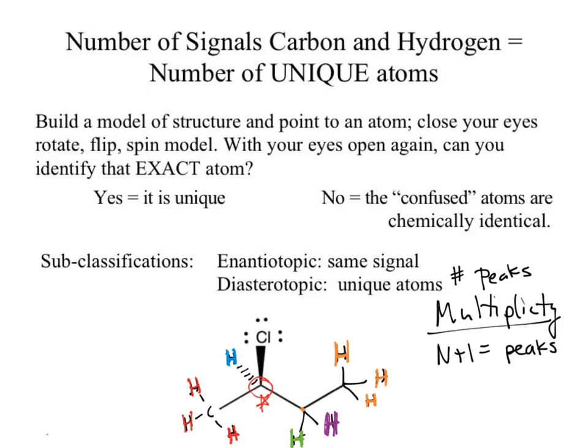So for our red hydrogens, how many neighbors do they have? They have 1 hydrogen neighbor, being that blue hydrogen. Well, 1 neighbor plus 1 means 2 peaks. And what we see is 2 peaks of equal intensity, a doublet.